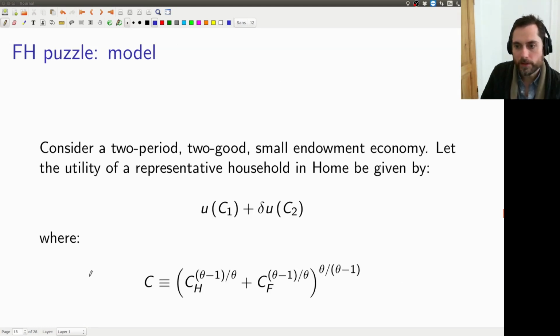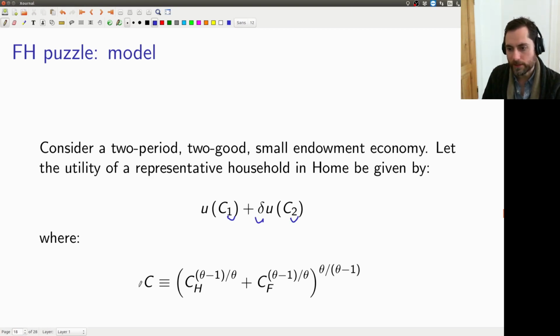Okay, so getting to the model, suppose we've got a 2-period, 2-good, small endowment economy. Okay, it's the same as before, except now we only have one country. We're going to try to keep the notation similar. Suppose we've got a representative household, and utility looks like this. So there are 2 periods now. There's consumption in period 1 and consumption in period 2. Utility in period 2 is discounted.